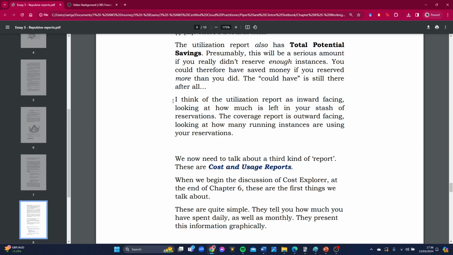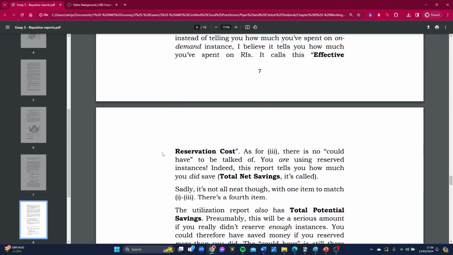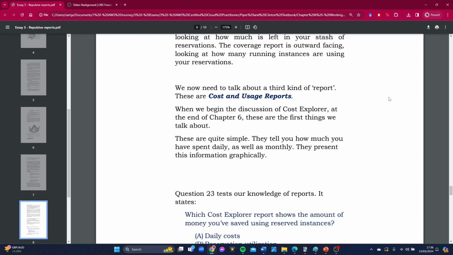I think of the utilization report with its total net savings, total potential savings, and of course the effective reservation cost, or ERC. I think of the utilization report as inward facing, looking at how much is left in your stash of reservations. The coverage report is perhaps outward facing, looking at how many running instances are using your reservations.